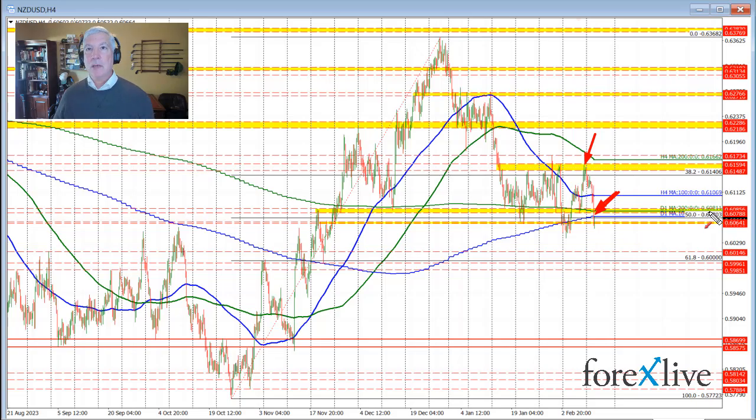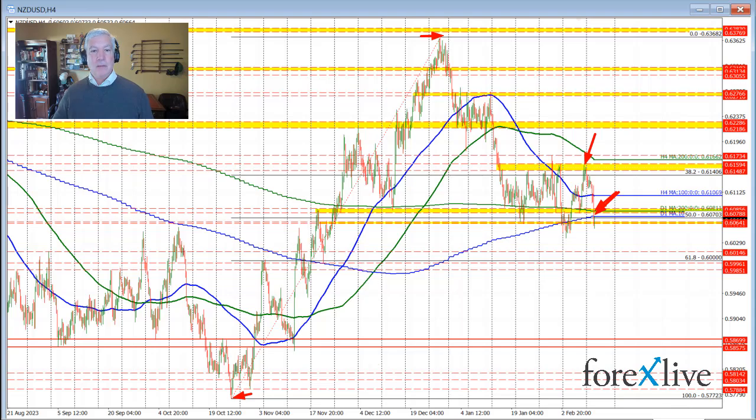The 200-day moving average comes in at 0.6081. The 100-day moving average is just above the 50% retracement of this move up from this low to this high right here. That 50% level comes in at 0.6070. So that area between 70 and 81 is now resistance for sellers. Staying below that level keeps the sellers more in control.